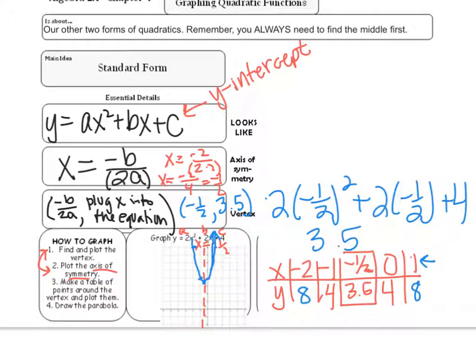And you can plug this equation into y equals in your graphing calculator and double check to make sure it makes sense. You can also double check here. A is 2, so if I go 1 from the middle, I should go up 2 to get back on my graph. And that would make sense right about there.